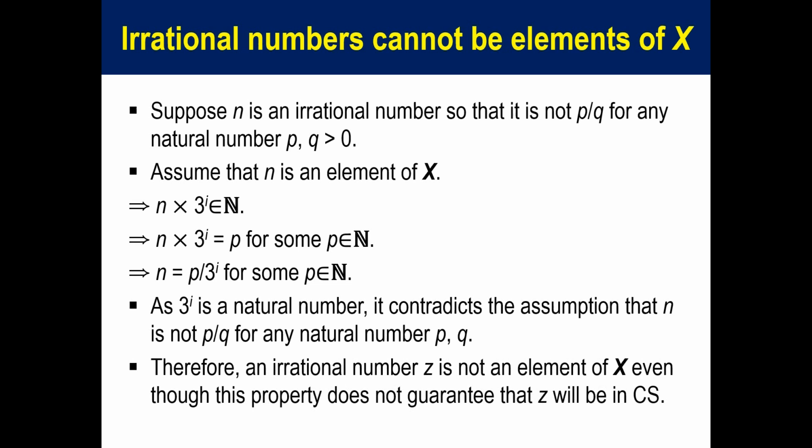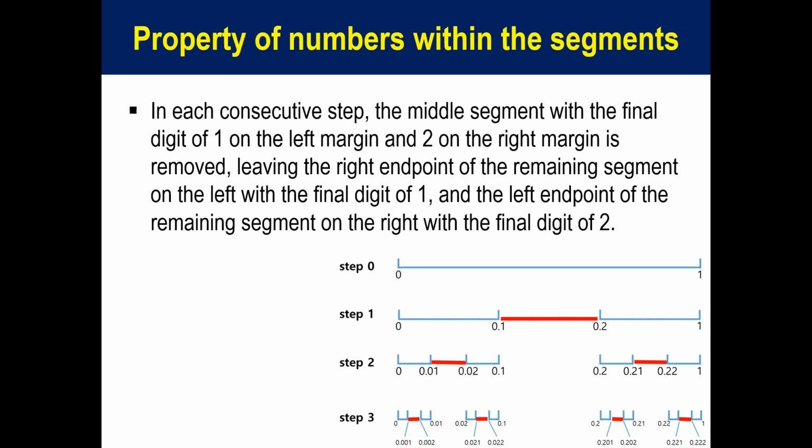Therefore, an irrational number z is not an element of X, even though this property does not guarantee that z will be in the Cantor set. And let's examine the property of numbers within the segment.